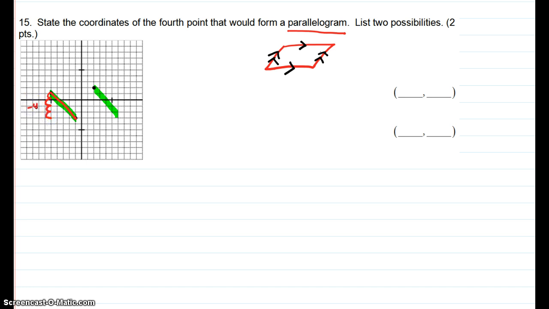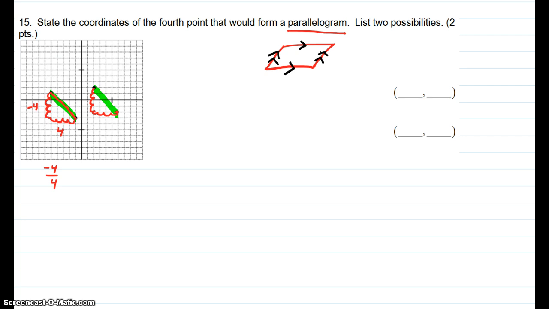So we went down 4, to the right 4. So the slope of this first one is -4 over 4. So we're going to want the same thing on this other side. So we go down 4, to the right 4. And so right now I think that my other point is going to be right here.